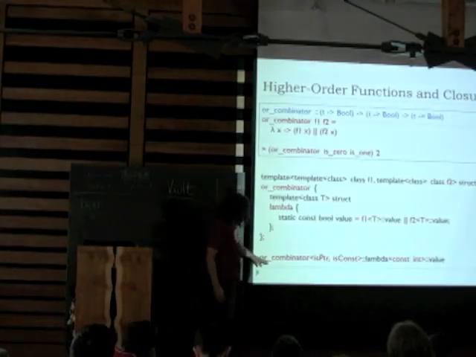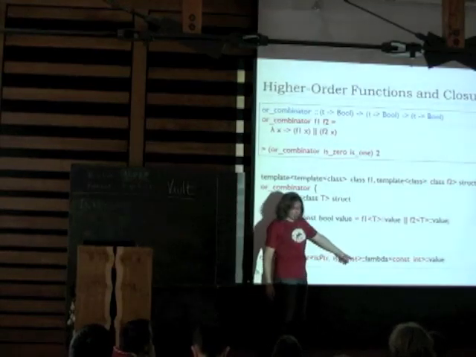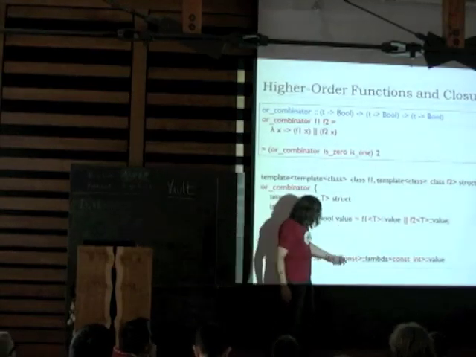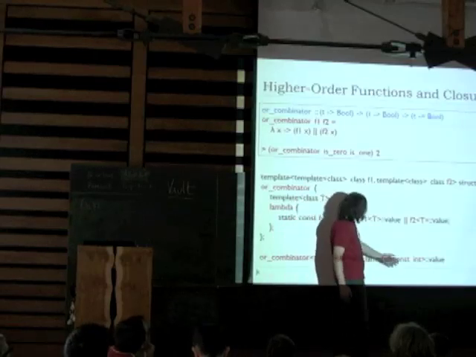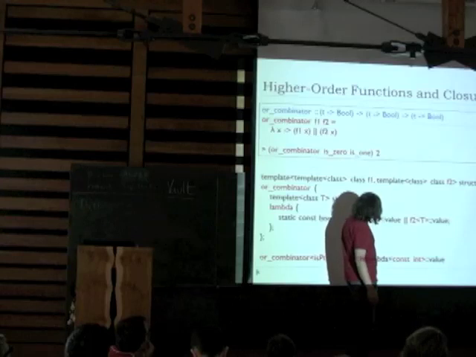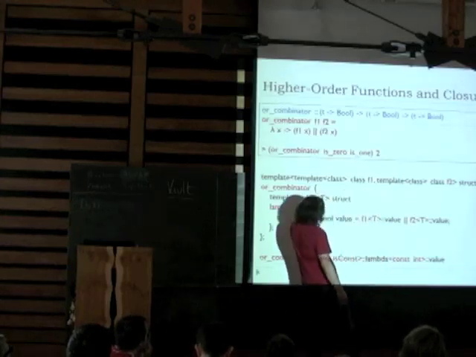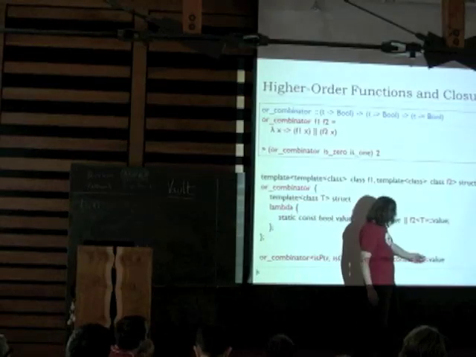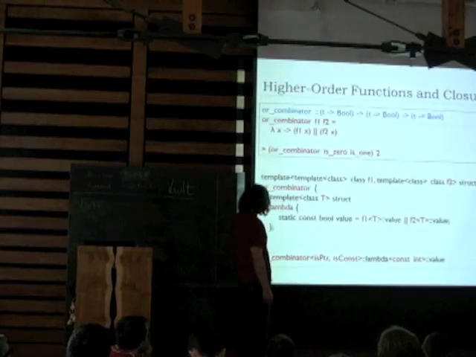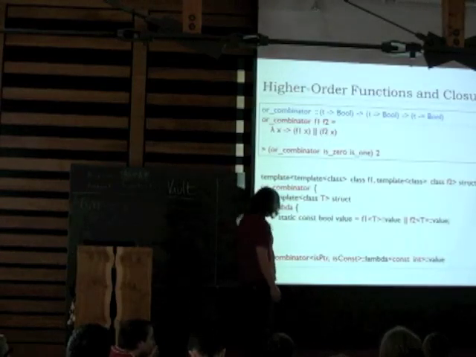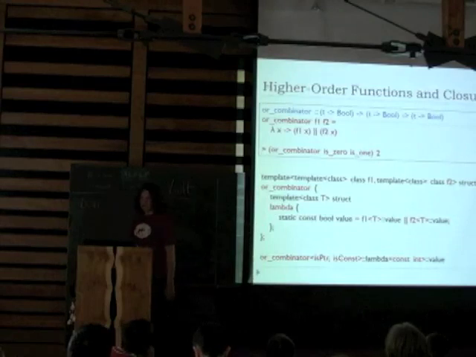So I can apply the OR combinator to, let's say, isptr and isconst, which is very easy to define. I extract the lambda from there, and then I call it with, let's say, const int as my type. So t becomes const int. And I extract the value, which is the boolean. In this case, it's not a pointer, but it is const. So it will return true.